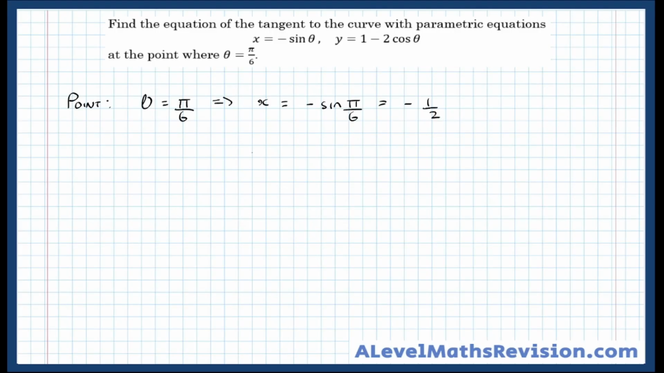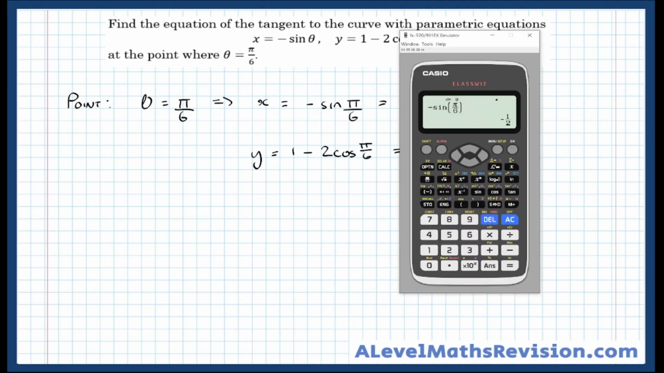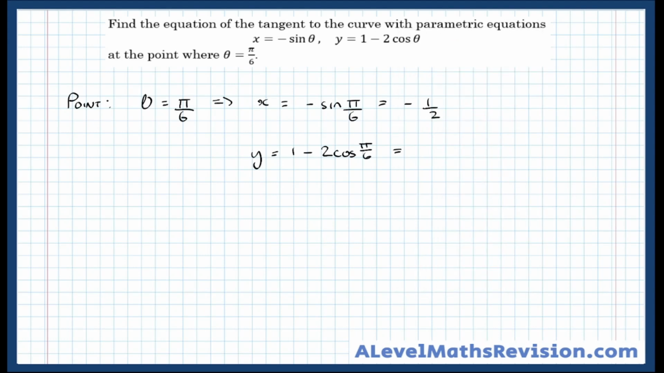And that also means that y equals 1 minus 2 cos of pi over 6, which is equal to, well, cos of pi over 6 is equal to root 3 over 2. So that becomes 1 minus 2 lots of root 3 over 2, which is root 3. So therefore the point is minus 1/2, 1 minus root 3. Now to find the gradient.